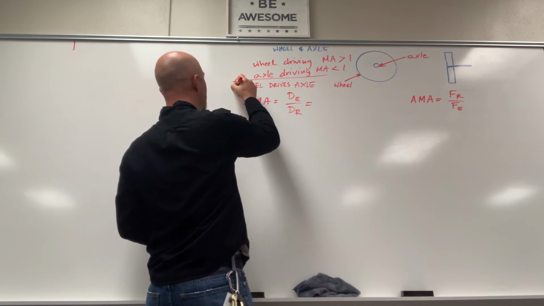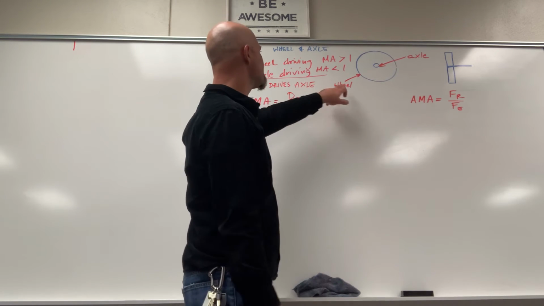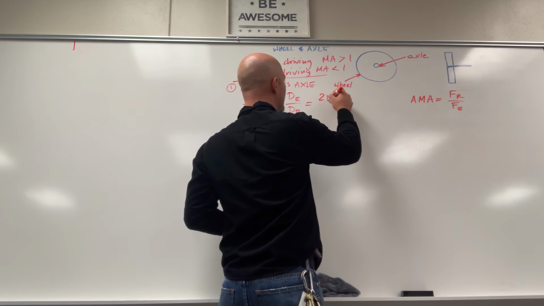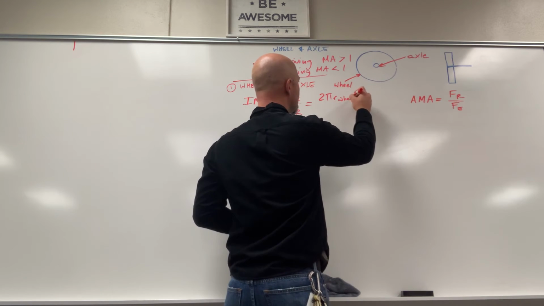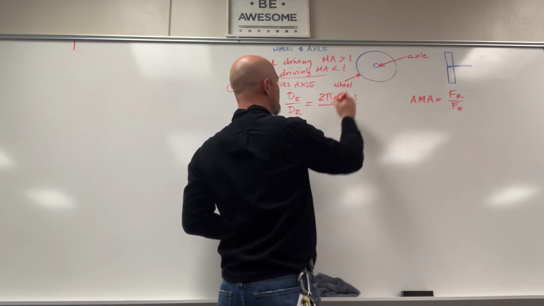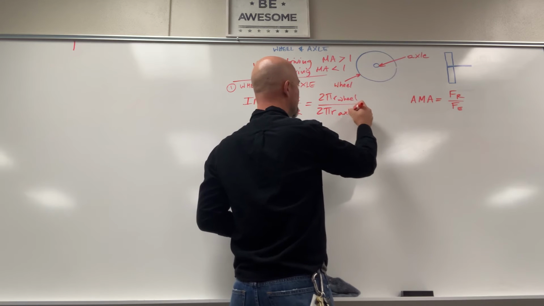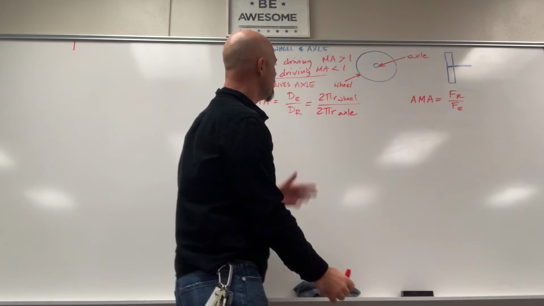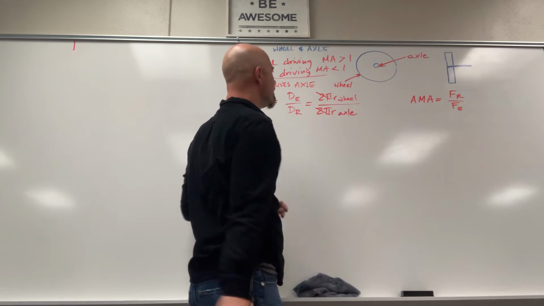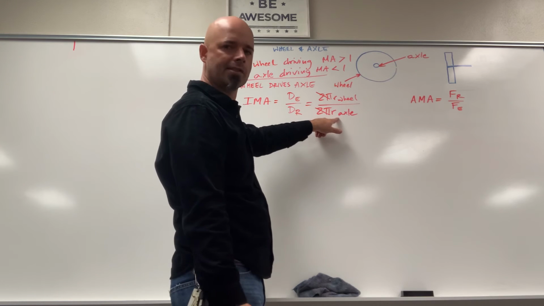So the first example, wheel driving the axle. You've got distance of the effort, so that's the circumference of the wheel, right? So you do 2 pi r of the wheel divided by distance of resistance, being the axle here. So that's 2 pi r of the axle, right? So you can probably see right away that you can cancel out 2 pi. So you're left with radius of the wheel divided by radius of the axle.